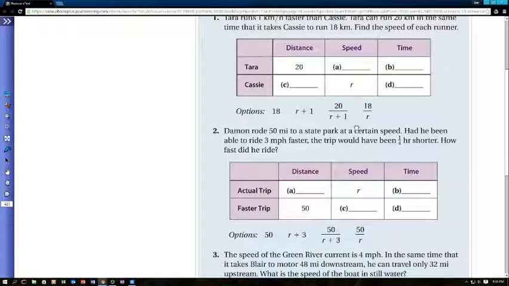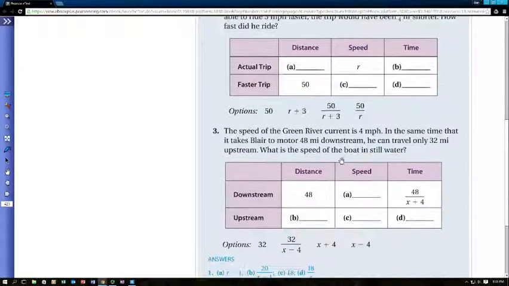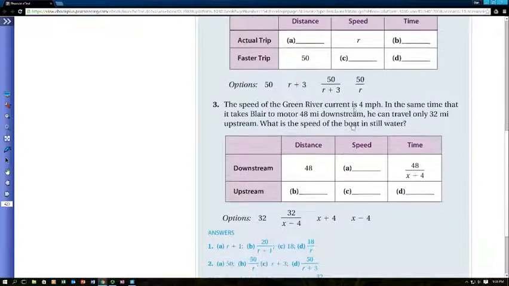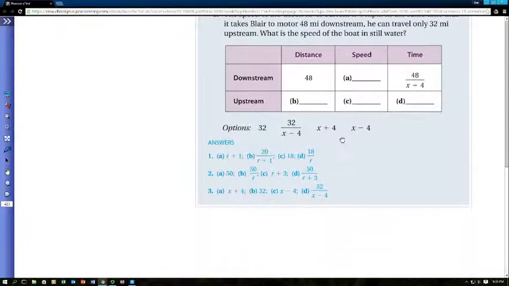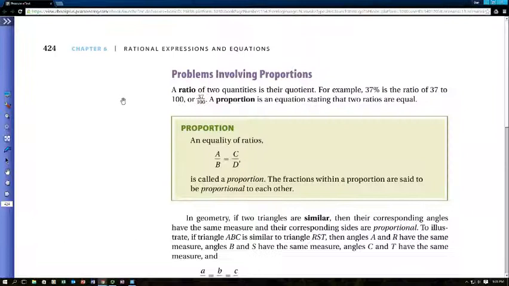Here's the answers that they put in for those options. So really what they're doing is they're trying to guide your practice specifically to making these tables fall together, right, which is a very good way to organize your work and work with these things. So next video will be about problems involving proportions.